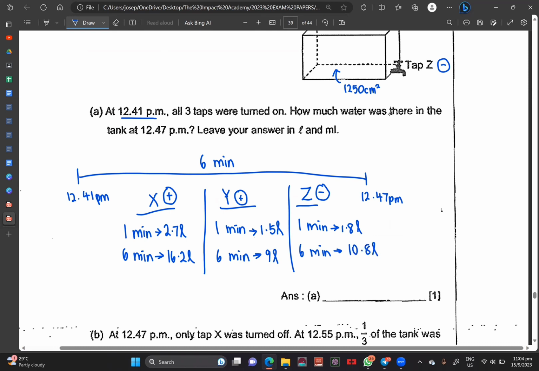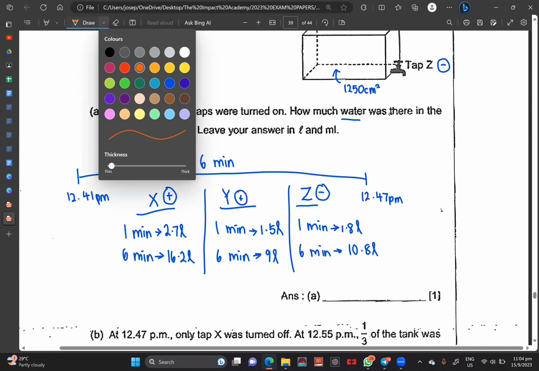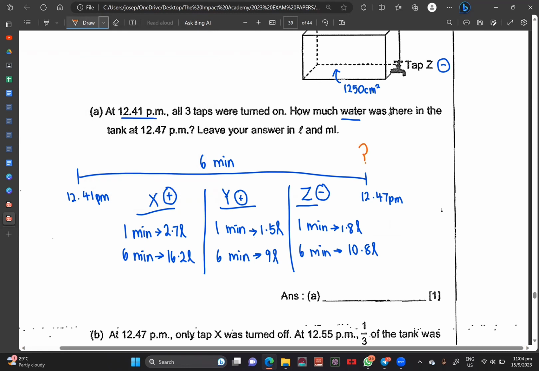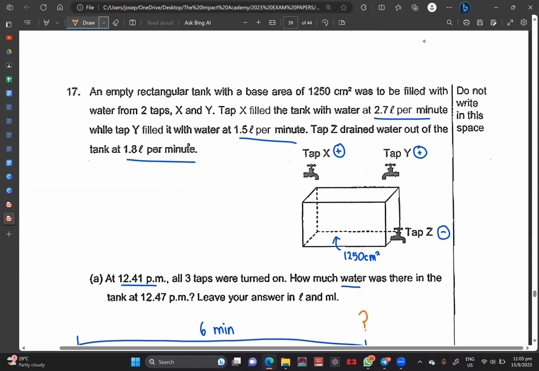Now the question is asking how much water was there in the tank at 12:47 p.m. So what they are trying to ask is this question mark over here. Your job as a student is to move towards that question mark. I know that I started with nothing, because how do I know it's nothing? Because of the word empty. You get what I'm trying to say?